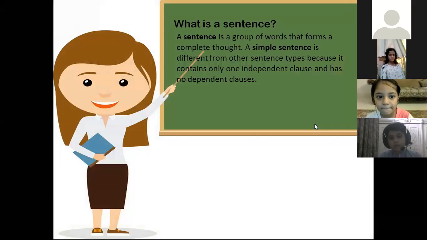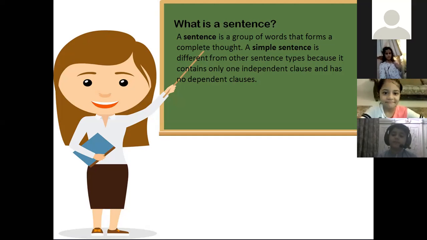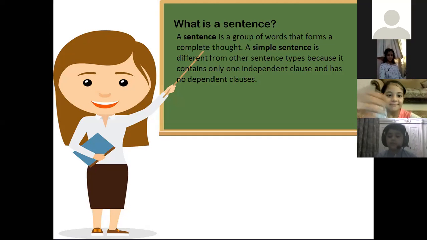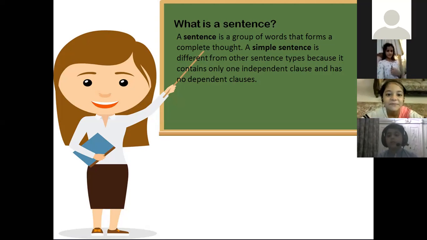So basically, when we talk about sentences or sentence structure, we should know one thing. Before making anything or before doing anything, we should know the procedure of that particular thing. Just like if we are going to make a cake, we should know the recipe of the cake. Am I right? Same goes with sentence structure.